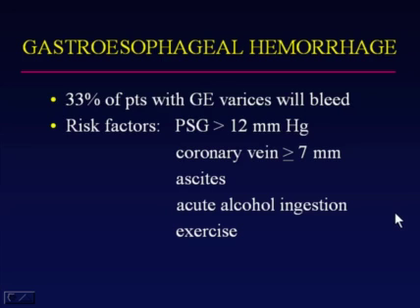Well, the last thing I want to talk about is gastroesophageal hemorrhage. And this is due, of course, to bleeding from gastroesophageal varices. And it's estimated that about a third of patients with GE varices will ultimately bleed. And if a patient bleeds once, they have about a 70% chance of bleeding again. Risk factors for bleeding include a portosystemic gradient greater than 12 millimeters of mercury, a diameter of the coronary vein that exceeds 7 millimeters, ascites, acute alcohol ingestion, and actually heavy exercise.